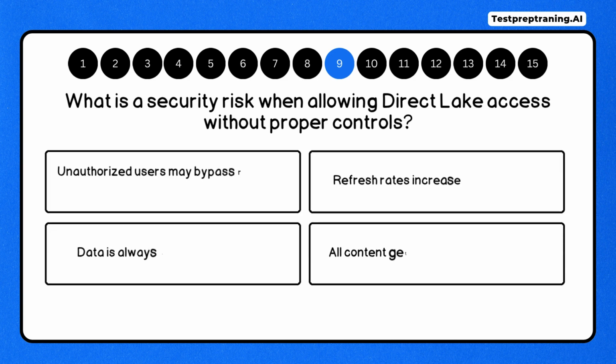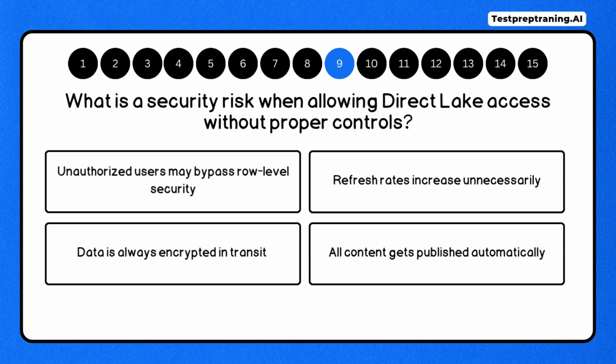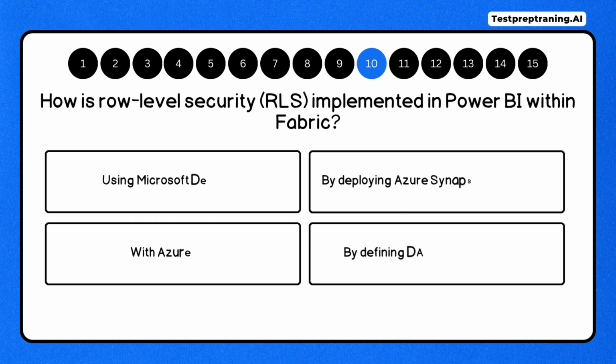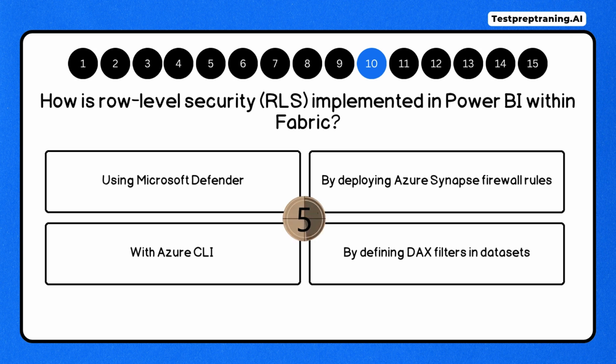Question 9. What is a security risk when allowing direct lake access without proper controls? Correct answer is unauthorized users may bypass row-level security, as direct lake access requires strict permissions or users can see unrestricted data. Question 10. How is row-level security, RLS, implemented in Power BI within Fabric?